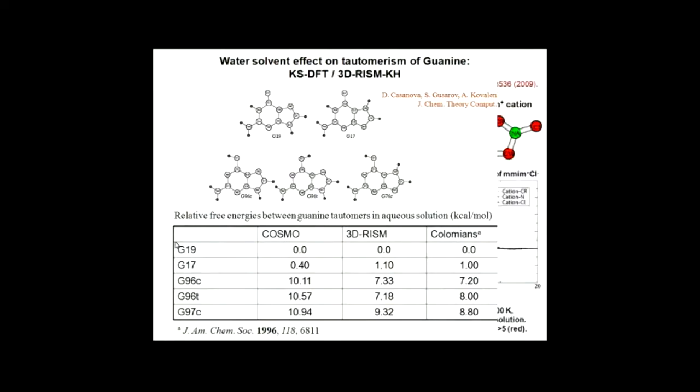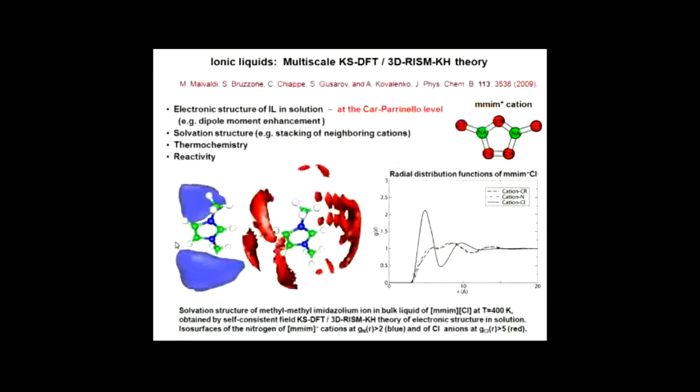Okay, another example of how it's working. Here it is applied to actually ionic liquid, and we can reproduce all those nice pictures of layering of ionic liquid and distributions of species around those molecules in liquid phase at the level of Car-Parrinello. Again, we do this on a workstation in a simple calculation.